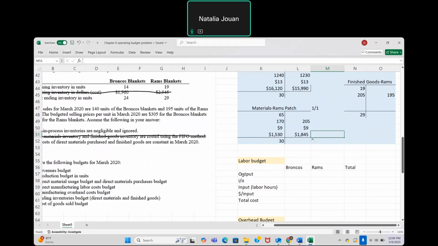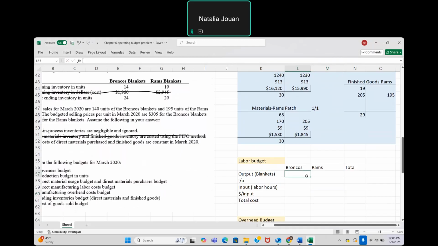We take the blankets that we're going to make, which is the output. In this case, is the blankets. And we multiply times the input per output, in this case, the hours per blanket. That will give us the total hours that we're going to need. And then we multiply times the cost per hour. That will give us the total cost.